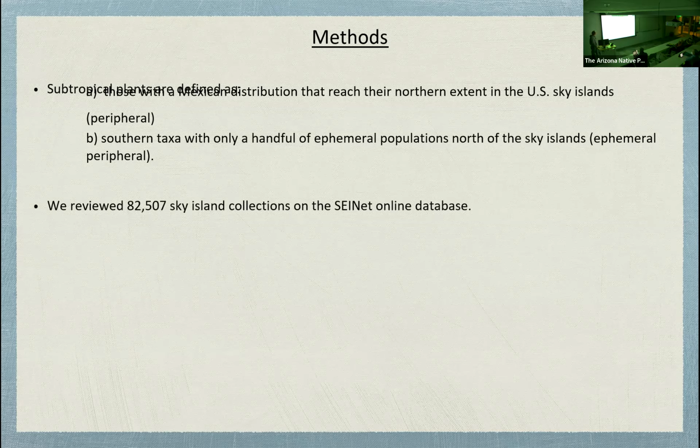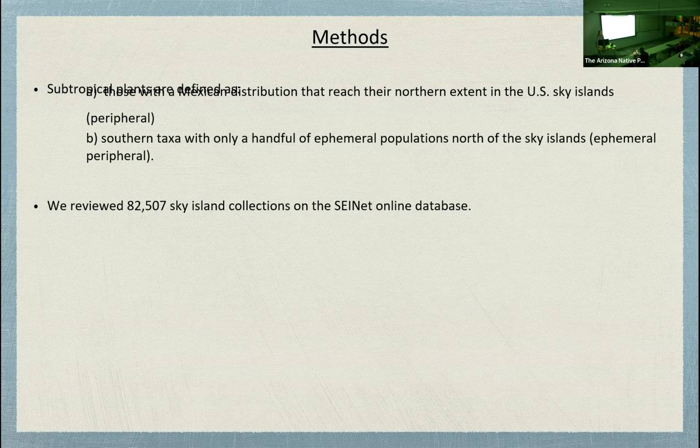And then we needed to review specimens. So thank goodness for SciNet. We all love SciNet. We used the SciNet online database and reviewed over 82,000 Sky Island collections. There's never a complete data set for anything that's done. Waiting for a complete data set, you have to just keep waiting and waiting. Luckily, in this case, we have 140 years of collection history and 82,000 records.